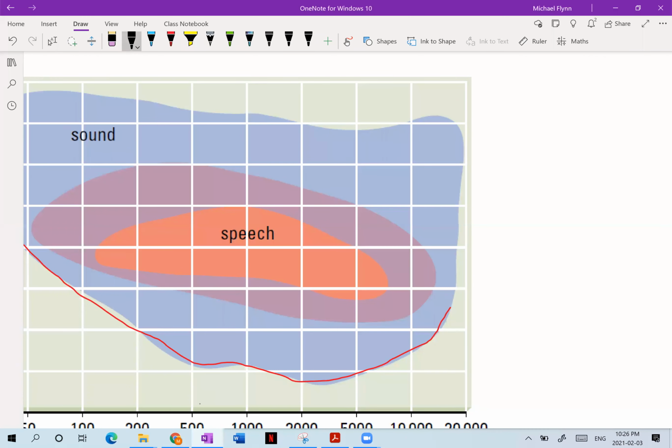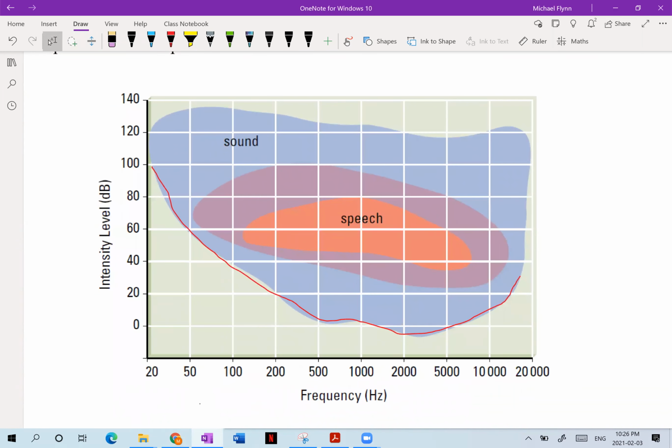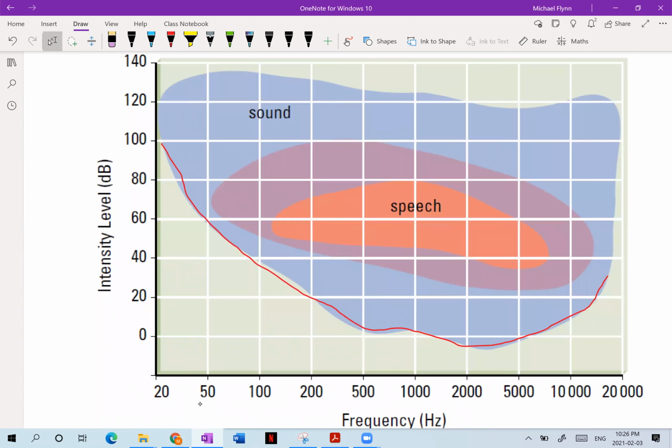Okay, let's go back to the OneNote here. Now, what is this graph all about? What are they talking about here? All right, well, what we're saying is, okay, let me erase my little red line.